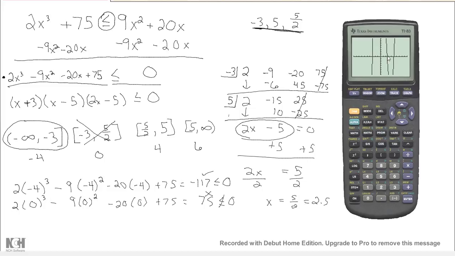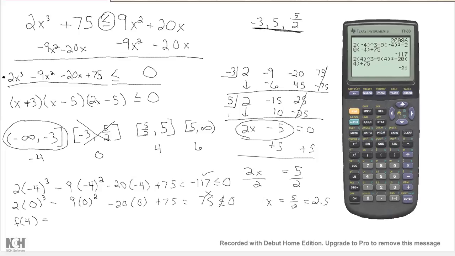The next part of the graph is below the x-axis, so I'm betting when I plug 4 in, it will work. So I come down here again, or I think this time I'll just type it all in the calculator rather than write it out. So I have 2 times 4 to the third minus 9 times 4 squared minus 20 times 4 plus 75.